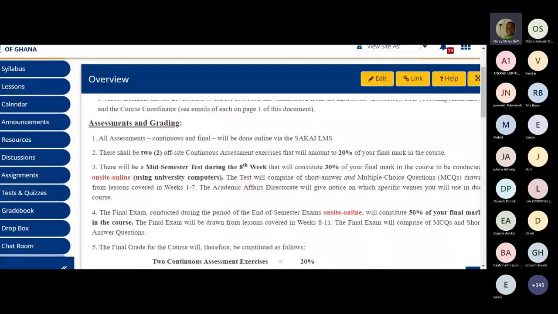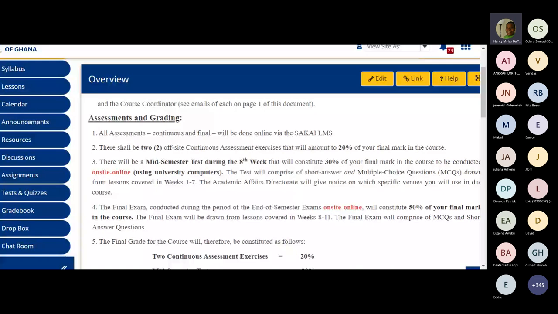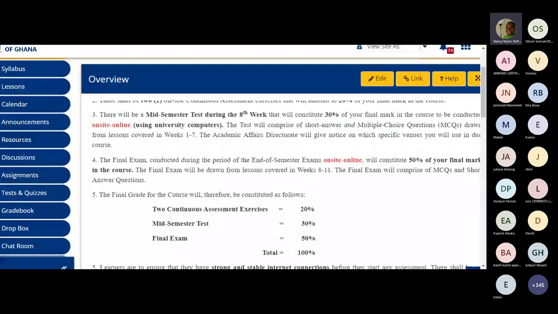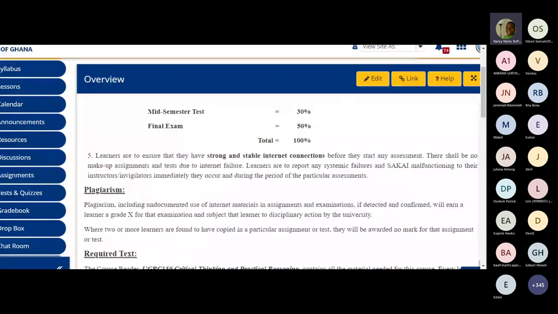The assessment schedules are week 3, week 5, then week 7 for the mid-sem on site using UGCS computers, and then a final exam, 50% per the university's schedule. Okay, you can relay that to your friends who have not bothered to look at this. They went through them, okay?